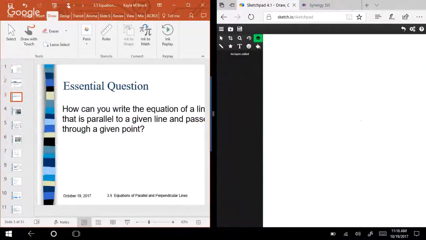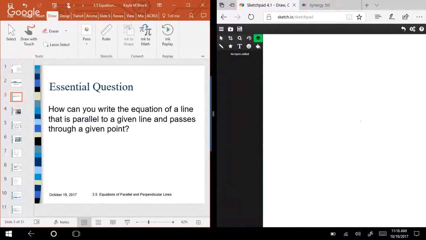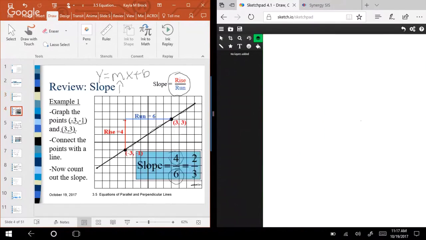The essential question for day 1 is: how can you write the equation of a line that is parallel to a given line and passes through a given point? We are going to look at writing equations, but before that, we're going to do a review of linear equations. It says review of slope. Graph the points (-3, -1) and (3, 3).